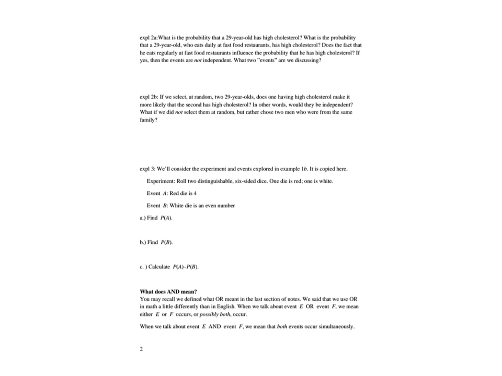So the only idea here is that we're trying to get at independence. Think about it in general. You're not supposed to know the probability that a 29-year-old has high cholesterol, but think about what the probability is that the same 29-year-old has high cholesterol if you know he eats at fast foods. Does the fact that he eats regularly at fast foods influence the probability that he has high cholesterol? Probably. That's the general understanding about fast food. If yes, then the events are not independent.